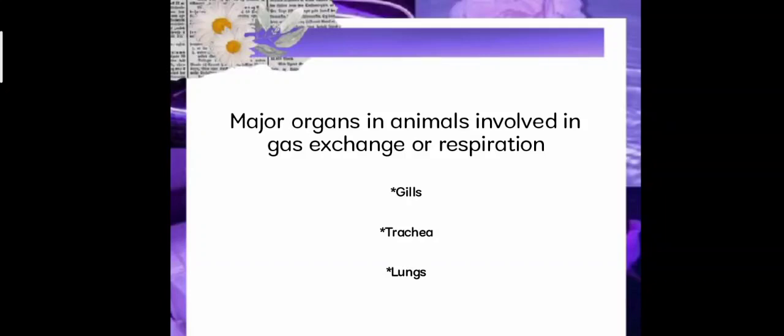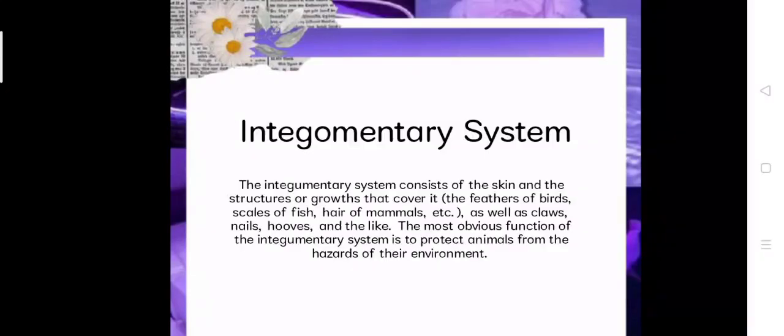The last one is lungs. These are ingrowths of the body wall and connect to the outside by a series of tubes and small openings. Lungs are not entirely the sole property of vertebrates. Some terrestrial snails have a gas exchange structure similar to those in frogs.